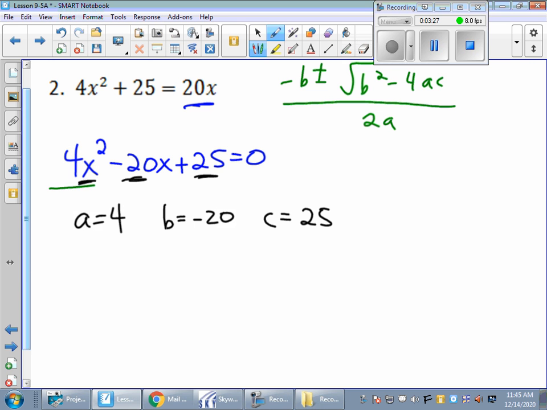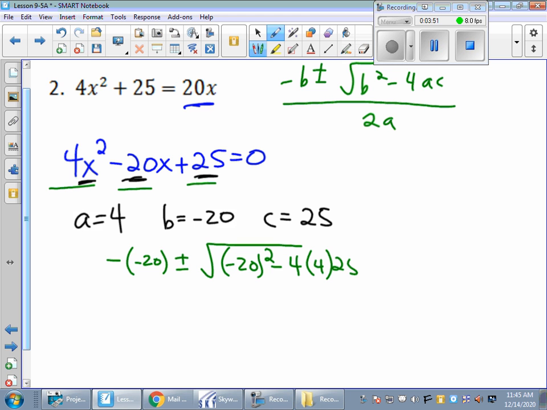If there's a common number between all of these, take them out. In this case, there is not. But if you do have a common number, take it out, it makes all your numbers smaller. Okay, so let's plug this in here. So negative of negative 20 plus and minus the square root of negative 20 squared minus 4 times 4 times 25. Whole thing is over 2 times 4.